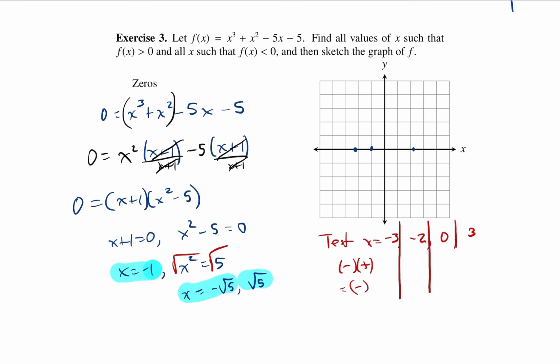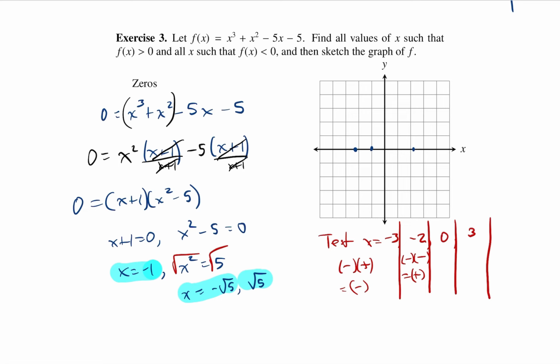I'm going to create these little columns. So we know that the function is going to be on the bottom for the first interval. Now we have to check between these 2 points. So we plug in negative 2. Negative 2 plus 1 is negative 1. And negative 2 squared is 4. 4 take away 5 is negative 1. So we have a negative times a negative, which is a positive.